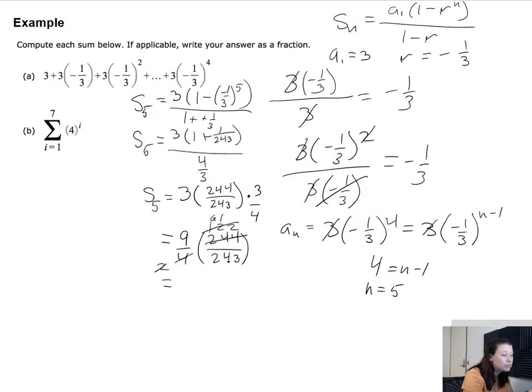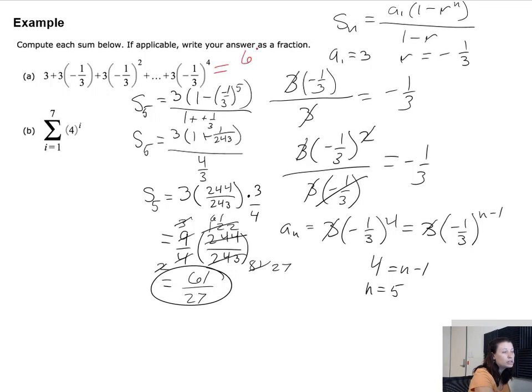So then 3 goes into both of these once. Let's see, that would be 81. We can take another 3 and get 27. So now we have 61 over 27. And that's all we can do, right? That would be our sum of S5. So just to clear this up, this one here is equal to 61 over 27.